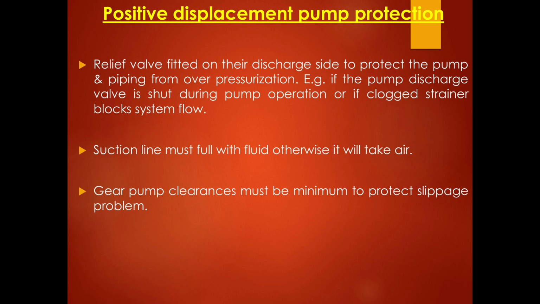Positive displacement pump protection. A relief valve is fitted on the discharge side to protect the pump and piping from overpressurization. For example, if the pump discharge valve is shut during pump operation, or if a clogged strainer blocks system flow. The suction line must be full of fluid, otherwise it will take in air. Gear pump clearances must be minimum to protect against the slippage problem.